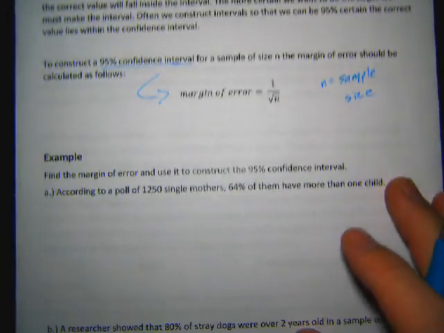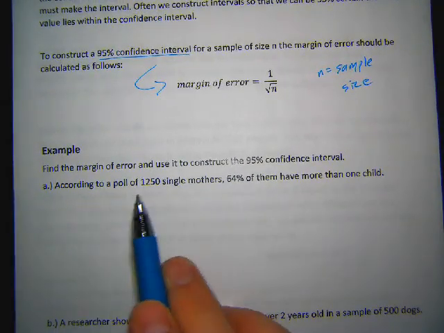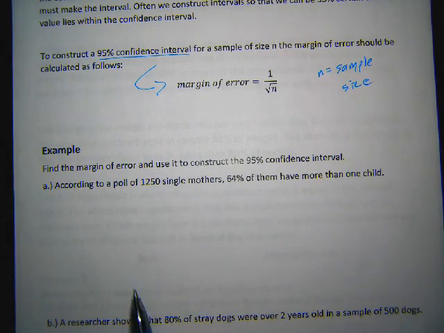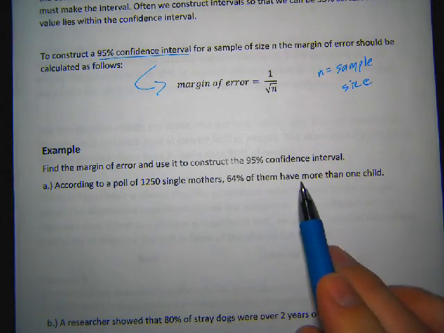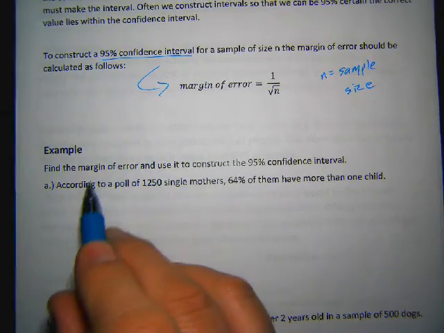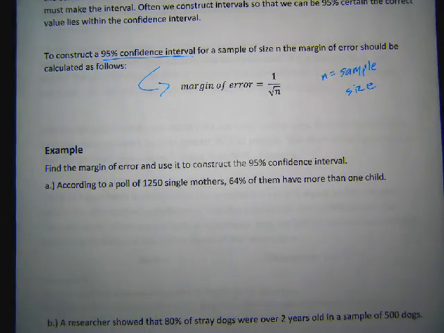So, for example, I've got a poll of 1,250 single mothers. We found out 64% of them have more than one child. We want to find the margin of error, and we want to construct a 95% confidence interval.